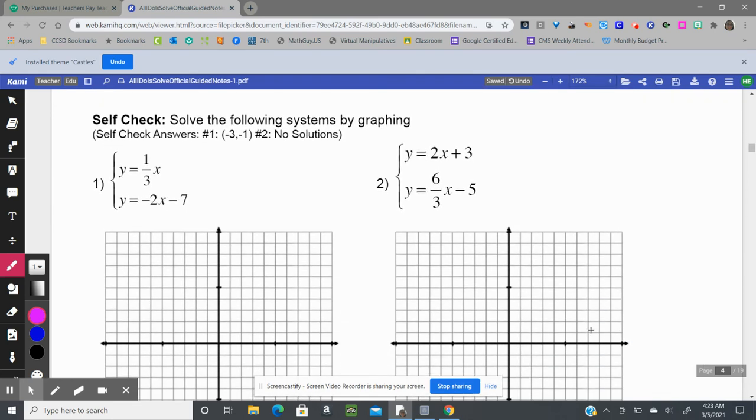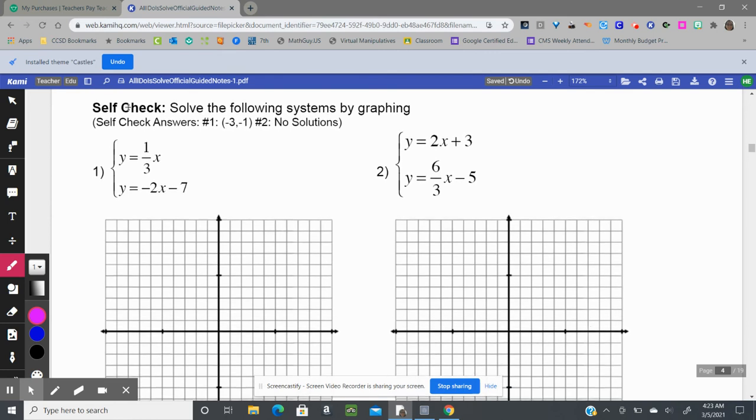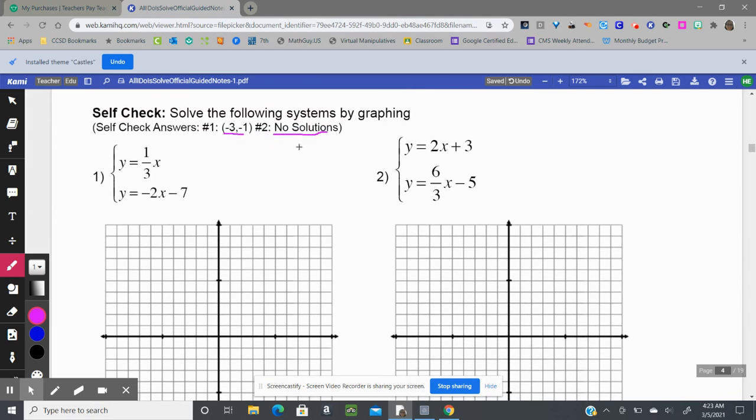All right, so you're going to solve these. Notice the self-check answers are right here and right here. I want you to graph both of these, practice your graphing, and check your answers when you're done. These two should cross at -3, -1. If not, bring your questions to class. These ones will not cross, so you'll see some parallel lines here.